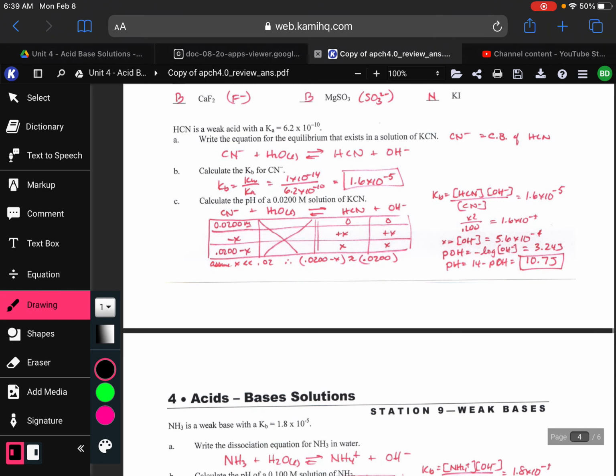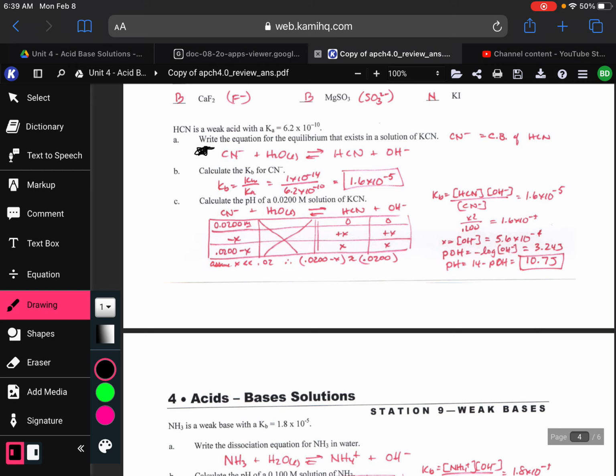We got potassium cyanide. So since potassium's neutral, that means you just have cyanide. That's going to act as a base. So that's why they wrote the equation for cyanide acting as a base here. They just forgot about potassium, because who cares about potassium? And then they used that equation to get the Kb for cyanide. And yes, you could have just looked that up using the tables, but they wanted you to show your work.